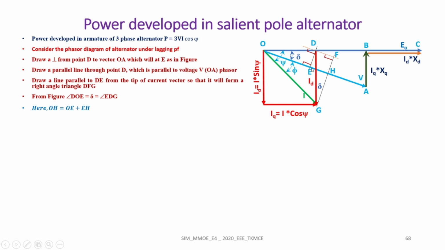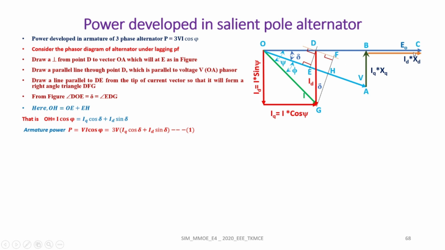In order to obtain the expression for OH, let's consider this right angle triangle OHG. Here the hypotenuse is I and the angle is phi. Therefore, OH is equal to I cos phi. So we got the expression I cos phi is equal to IQ cos delta plus ID sin delta. Now we can substitute the expression for I cos phi in the power equation, and the power equation becomes 3V into IQ cos delta plus ID sin delta. Let it be equation number 1.